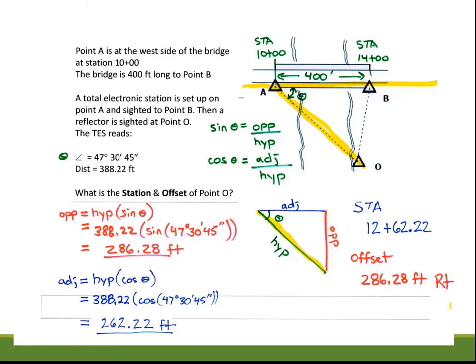Next, I'll rearrange the cosine equation to determine the adjacent leg of this triangle. So, the hypotenuse times the cosine of that angle. I have the distance shot to the prism or reflector, 388.22, times the cosine of that angle, which gives me a distance of 262.22 feet. Right? So that's a distance away from point A, which is at station 10 plus 00. So the station of my point O would be 262.22 feet further from point A. So it comes out to station 12+62.22.